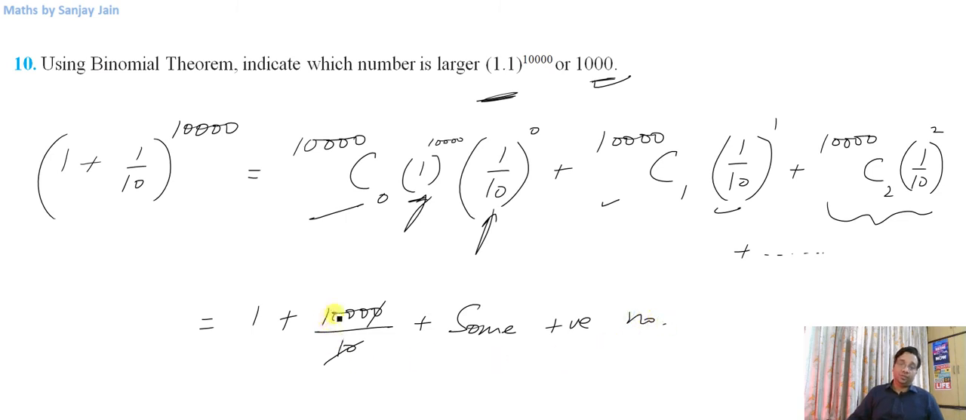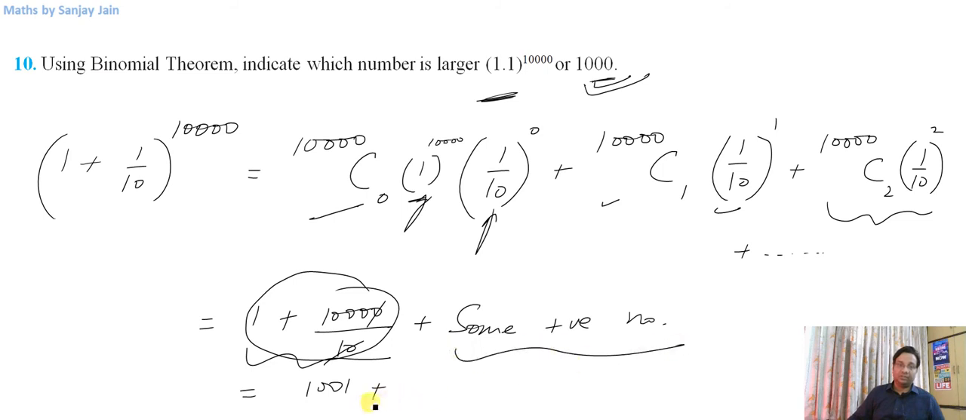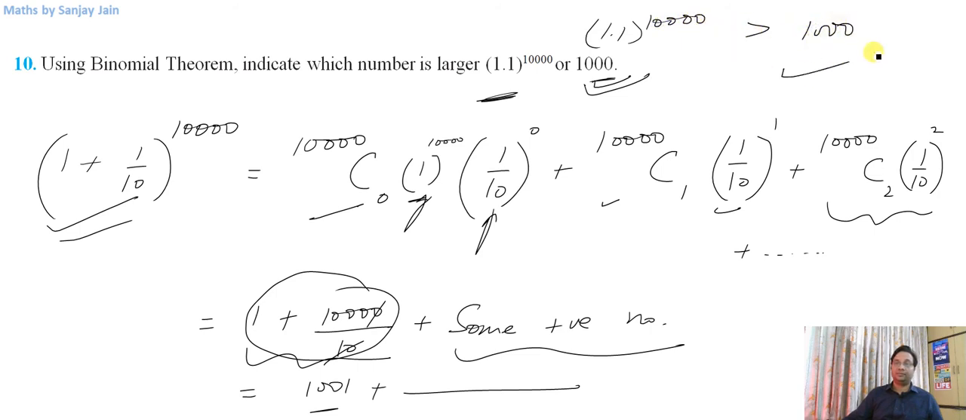So if you see, the first 2 terms itself tell the story that it is greater than 1000, because the sum of these 2 terms is 1001, and then we have got some positive number in addition to 1001 here. So this term is clearly greater than this one. So 1.1 raised to power 4 is greater than 1000 for sure.